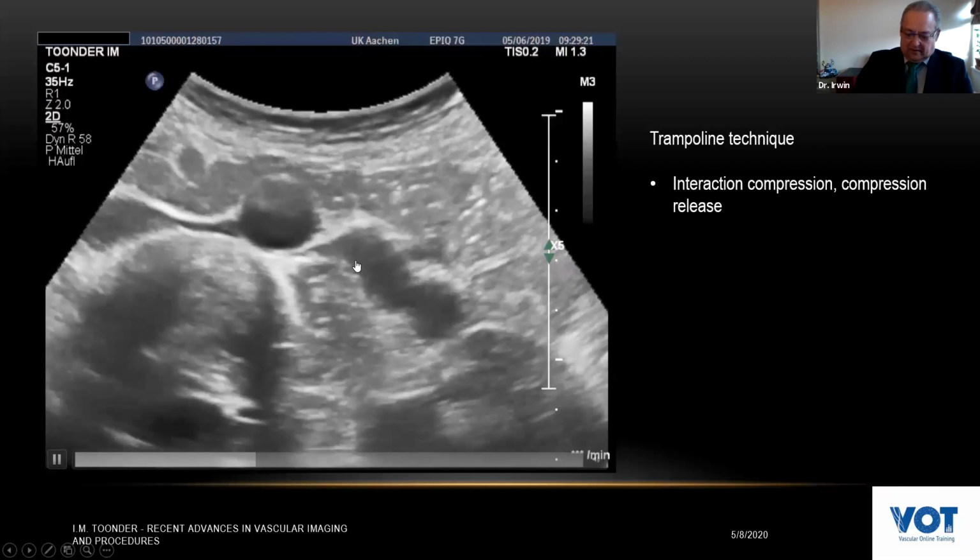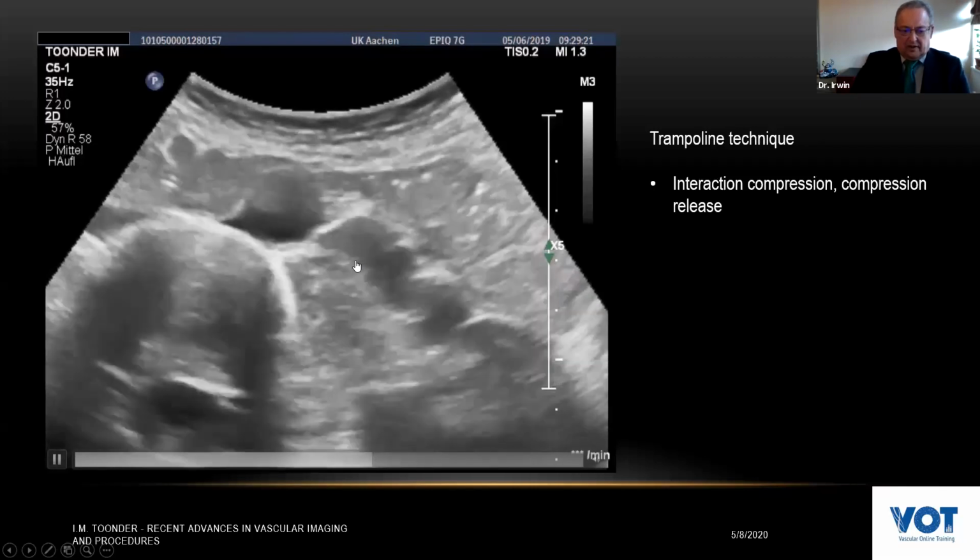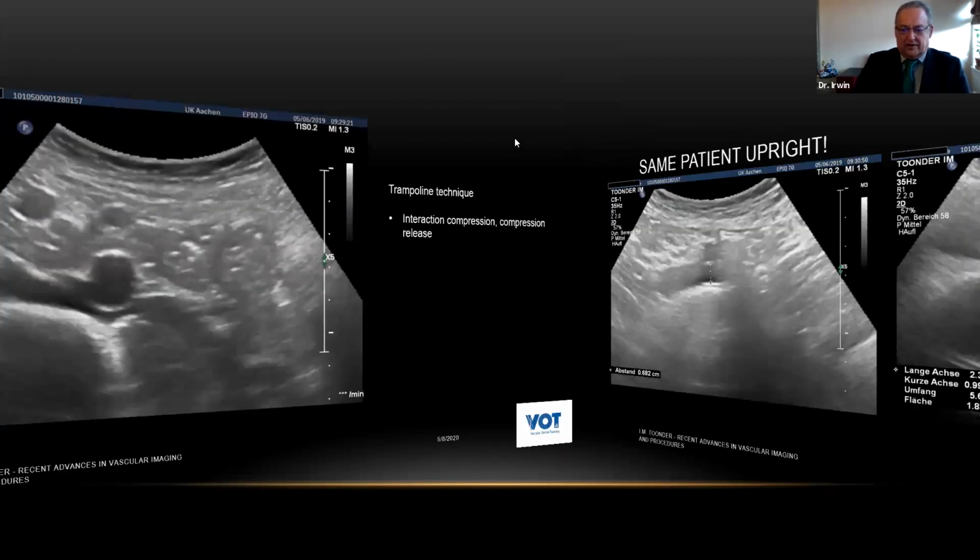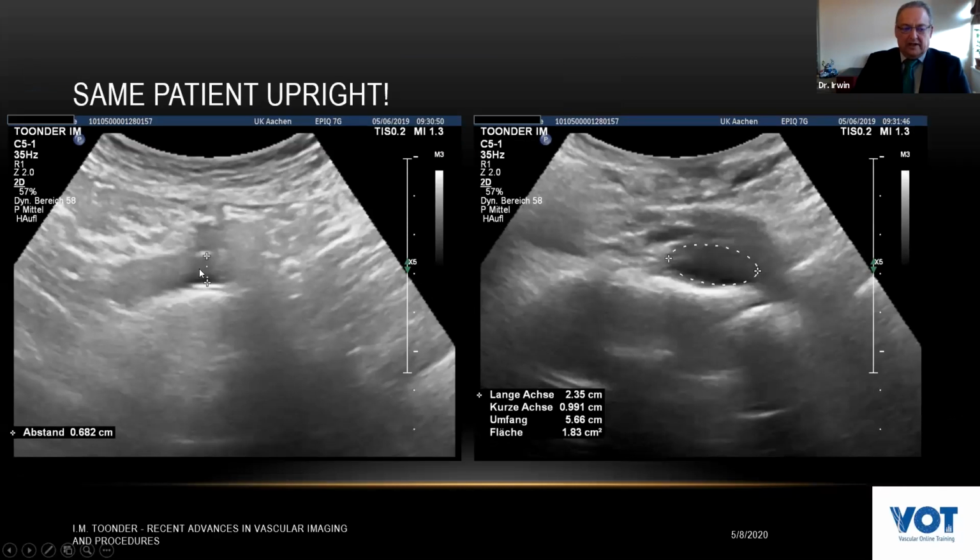And then you say, okay, well, if you put the patient upright, would you see this kind of pattern? And this is the same patient in an upright position. You can see that the distance in the transverse plane increases significantly. And lo and behold, when you do a cross-sectional area, this is the longitudinal plane of the artery again, and it's the transverse of the left common iliac vein. Looking at the surface area, sorry for the German, because this was taken in Aachen, you can see that the surface area is 1.8 square centimeters.